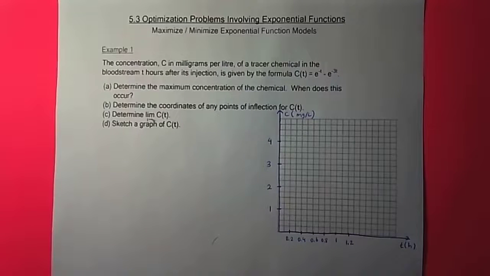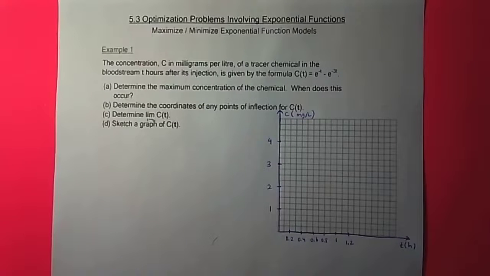The concentration C in milligrams per liter of a tracer chemical in the bloodstream T hours after its injection is given by the formula C of T equals e to the power of negative T minus e to the power of negative 3T. Part A. Determine the maximum concentration of the chemical. When does this occur? So this is like any other optimization problem.